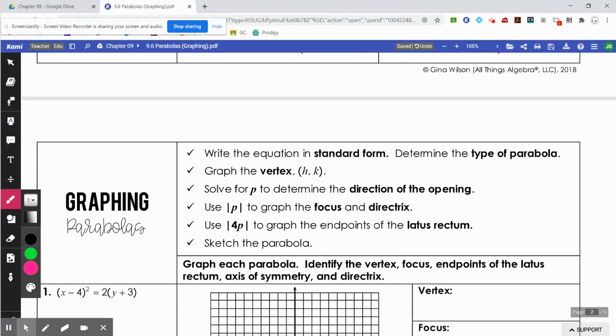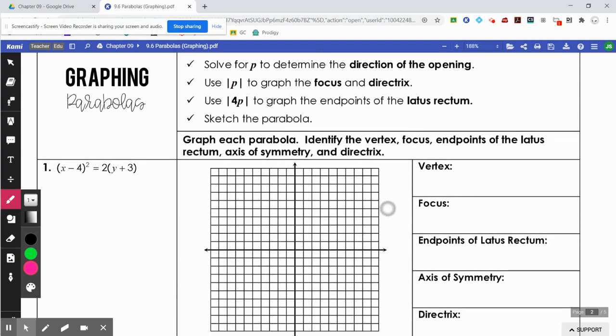Write the equation in standard form, like we just saw. Determine the type of parabola, whether it's up and down or left and right. We're going to graph the vertex. We're going to solve for p and determine the direction of the opening, whether it's up, down, left or right. Use the absolute value of p to graph the focus and directrix. Use the absolute value of 4p to graph the endpoints of the latus rectum, and then let's sketch the parabola.